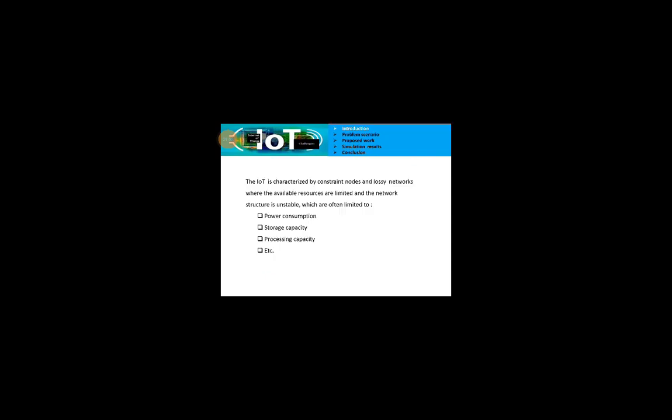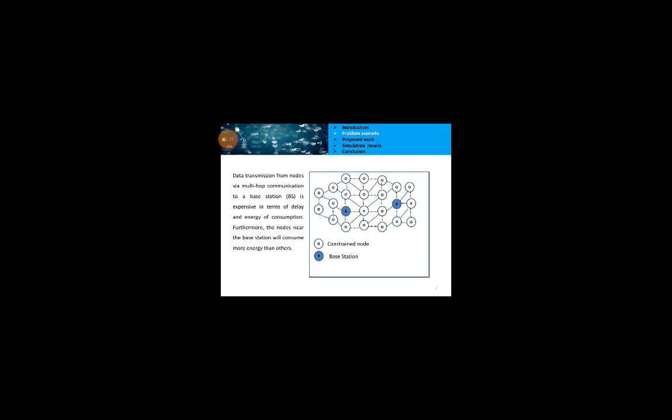The IoT is characterized by constant nodes and loosely connected networks, where the available resources are limited and the network structure is unstable, which are often limited in power consumption, storage capacity, processing capacity, etc.